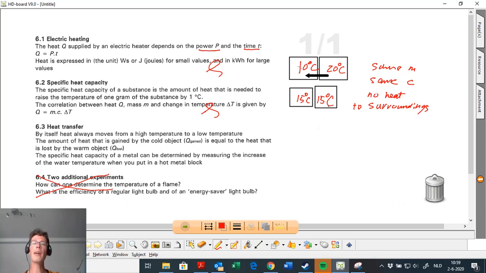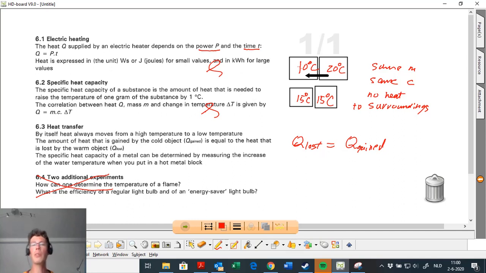Of course, when I mix two substances, they might not have the same mass, and if there are different substances, they will not have the same heat capacity. But what is still true is that the warm object will lose heat, Q lost, and the cold object will gain heat, Q gained. And these two will be equal to each other, because if the warm substance loses 200 joules, then the cold object will gain 200 joules.